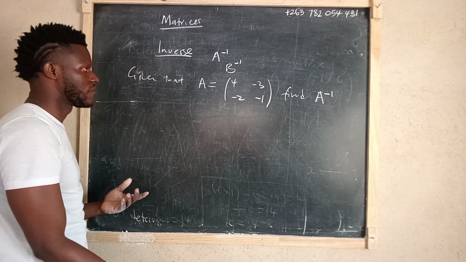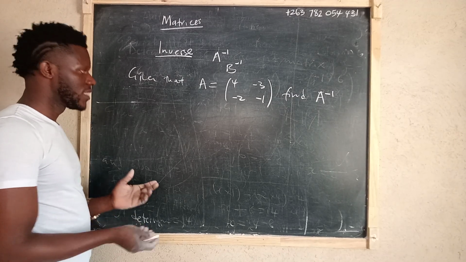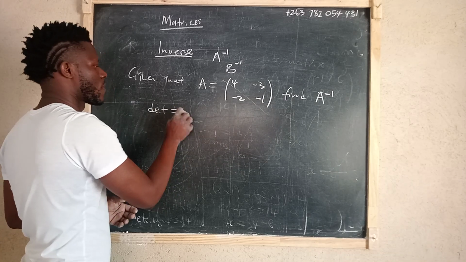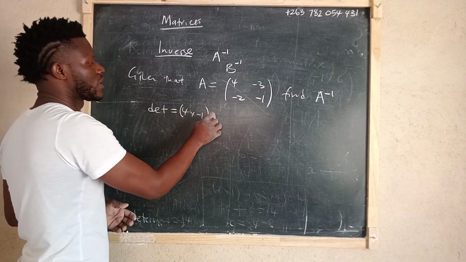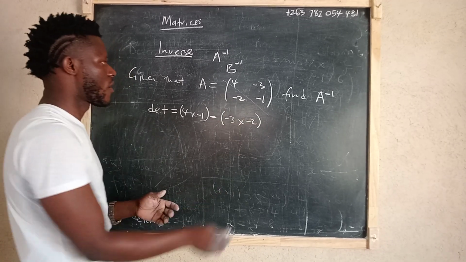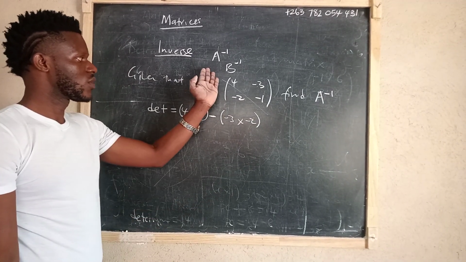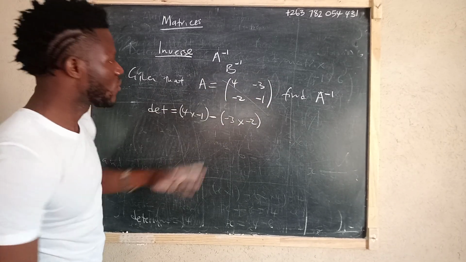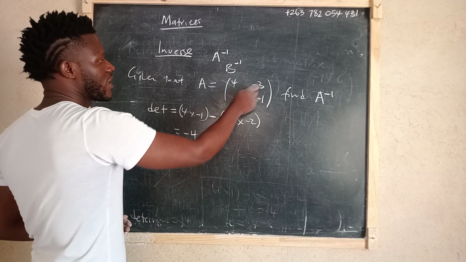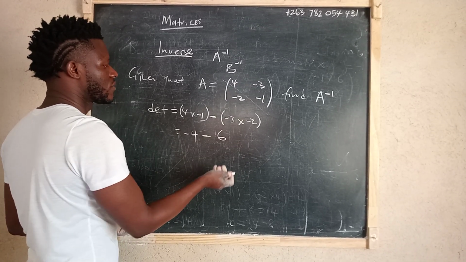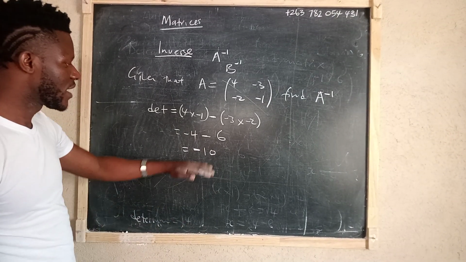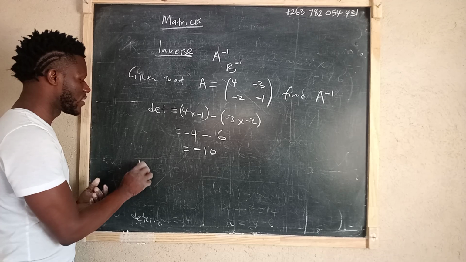To find the inverse, you need determinant first. So determinant equals to 4 times minus 1, subtracting minus 3 times minus 2. Determinant is calculated through multiplying major diagonal, then off diagonal. 4 times minus 1 gets minus 4, minus 2 times minus 3 gets positive 6. Then this will give us determinant negative 10. Alright, when you get the determinant, now we need to find the inverse.